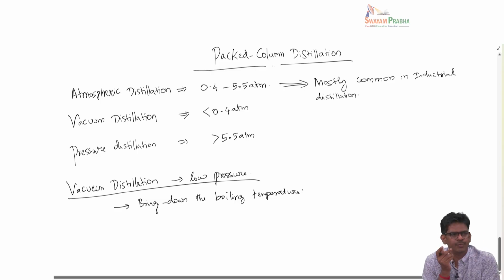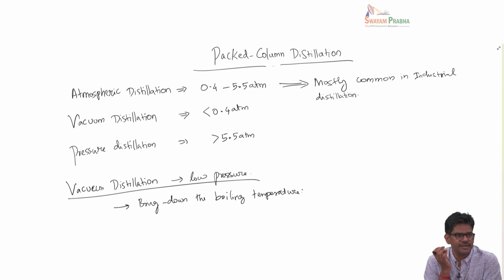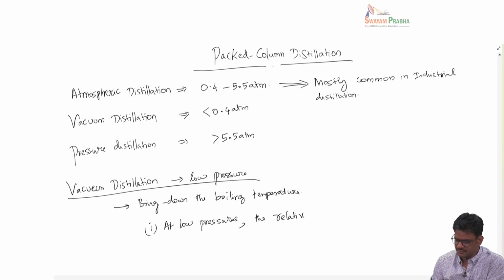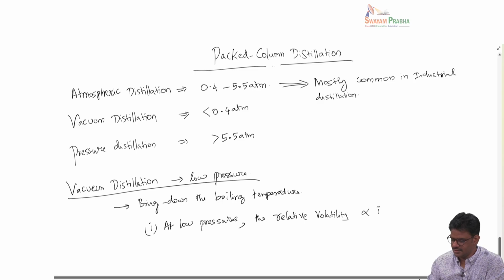The next question is, why do we want to bring down the boiling temperature? What is the problem with atmospheric or normal boiling point based distillation? Well, there are several reasons for this. At least we can say there are three distinct advantages of doing vacuum distillation or low pressure distillation. One is that at low pressures, the relative volatility alpha increases.